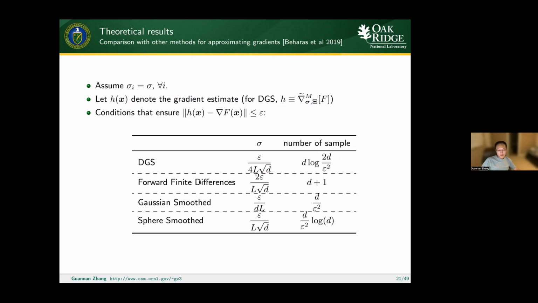And we compare with the finite difference, with the Gaussian smoothing, with sphere smoothing. So we can see our method is not the best in terms of approximating the local gradient. So that's why this is a sanity check. If you want to approximate the local gradient, you probably should just go with the finite difference or local Gaussian smoothing.